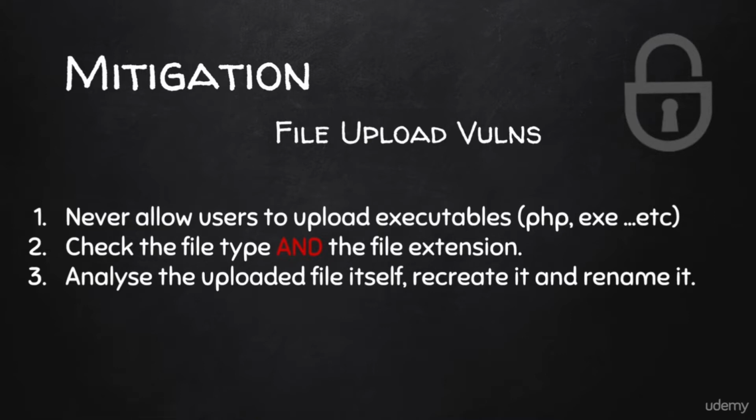So what you want to do, really, is never allow executables. Make sure the uploaded file is what you're expecting. So if you're uploading an image, make sure that the file type is an image and the extension is an image extension, so it's a JPEG or a PNG or any other image type only. And once you do these two checks, make sure that you recreate the uploaded file.